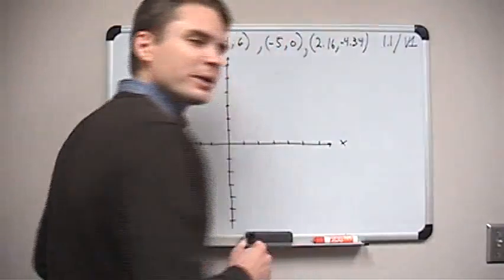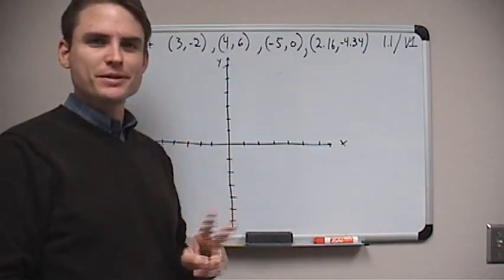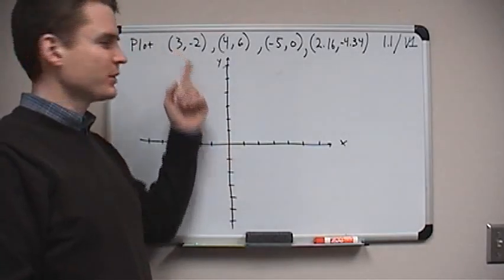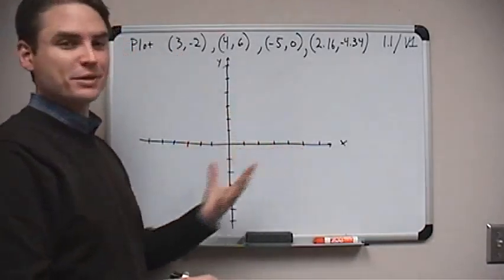Okay, in this example we're going to plot a couple of ordered pairs. Now remember, an ordered pair is just a set of two numbers. It's an x-coordinate and a y-coordinate, and the first number is the x-coordinate, so it tells us in this xy plane how far left or right to go. The second number, the y-coordinate, tells us how far up and down to go.